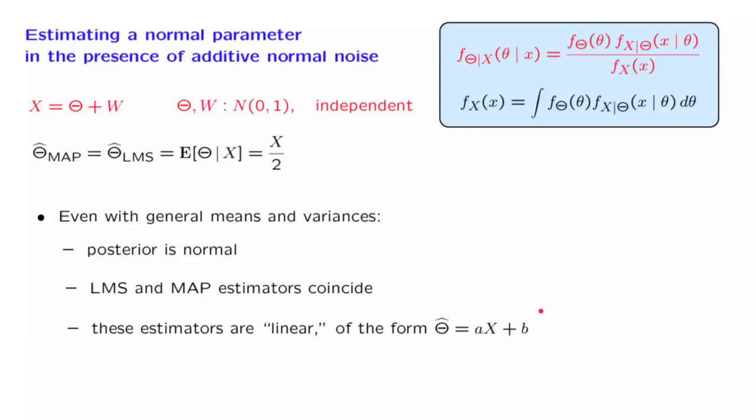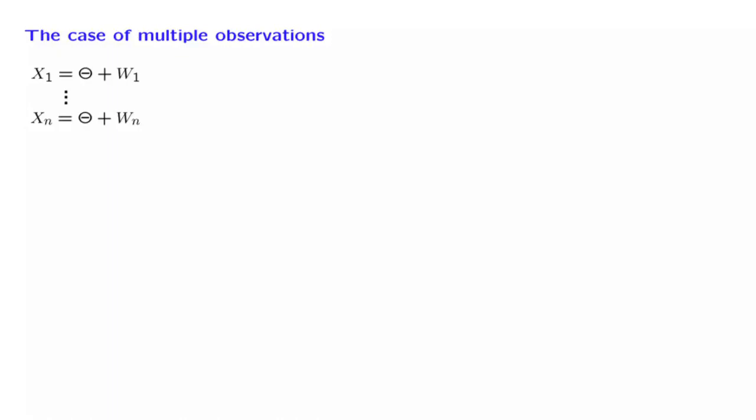We will see that these conclusions are actually even more general than that. And this is what makes it very appealing to work with normal random variables and linear relations. We are now ready to move on to a model which is quite interesting and quite realistic.